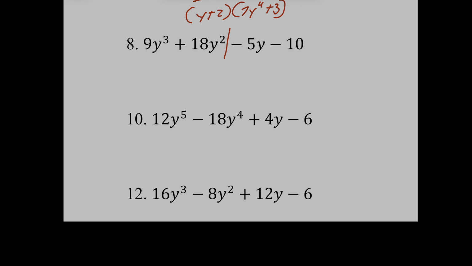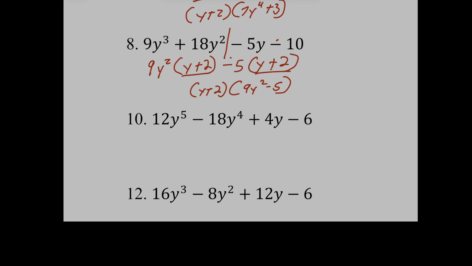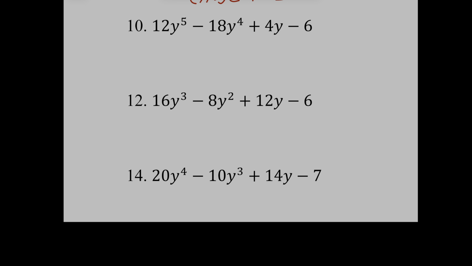Okay, ooh, this will be a fun negative one. I can't wait. So I'm going to pull out a 9y squared. I'm going to be left with a y plus 2. Here, pull out a negative 5, and I'm going to be left with a positive y plus 2, because a negative divided by a negative is a positive. Okay, now I can pull out my y plus 2, and my final answer will be 9y squared minus 5 times y plus 2.